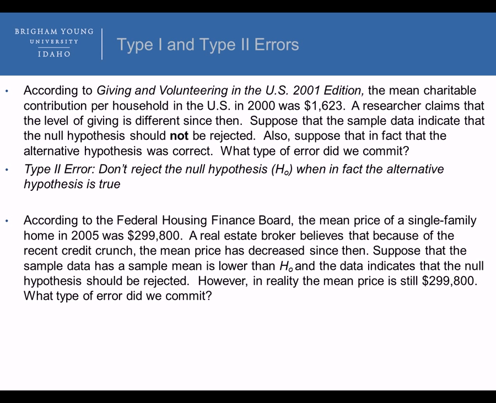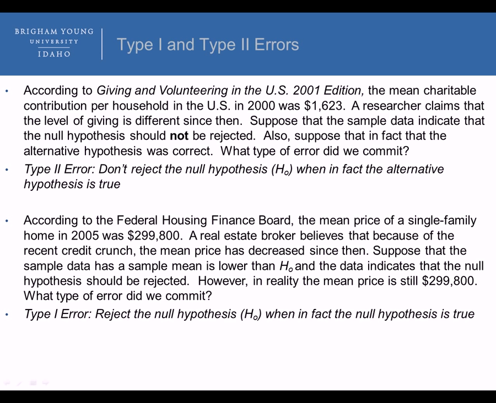Alright, so the answer to this one is that it was a type 1 error, because in this problem we rejected the null hypothesis when in fact the alternative is true. So this concludes the first part of the video. There'll be a part 2 video where we'll cover the how-to when it comes to dealing with hypothesis testing.